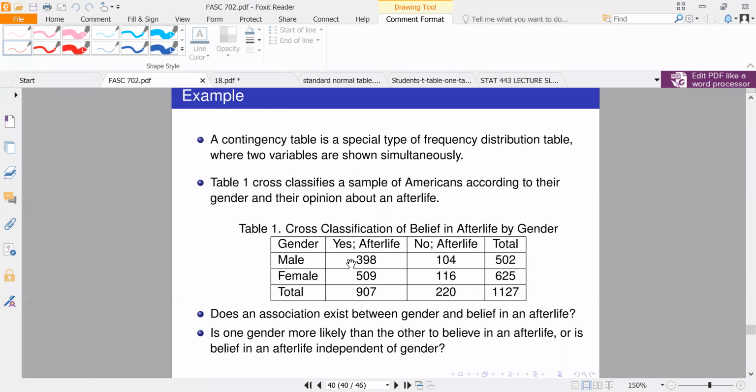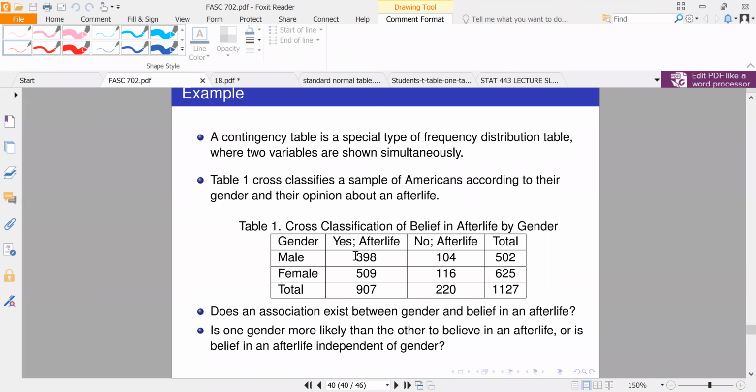So in this case, you can see this first cell here is the number of males who believe in afterlife. The second one is the number of males who do not believe. The second row has the number of females who believe in afterlife, and here we have the number of females who do not believe in afterlife. If you sum the values in this second column, you'll get the total number of people who believe in afterlife, and also the total number of people who do not believe in afterlife.